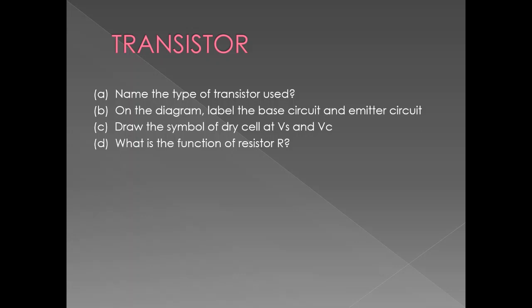And C, draw the symbol of the dry cell at the Vs and Vc. You have to refer to the diagram to see where is Vs, where is Vc. And the other one, D, what is the function of the resistor R?